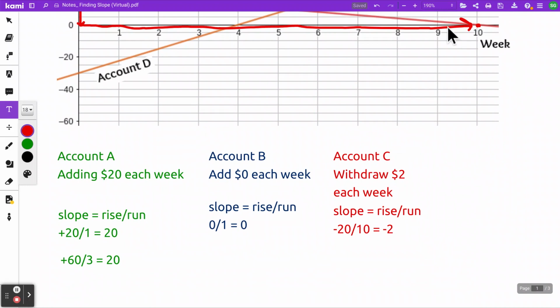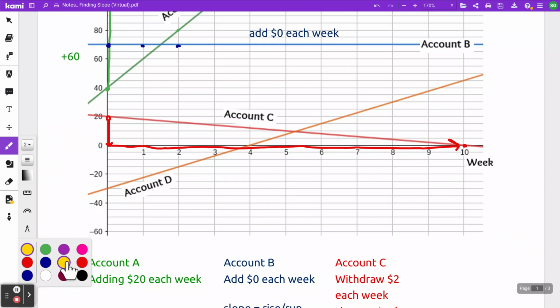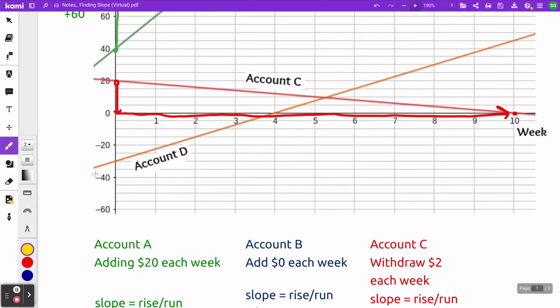We've done 3. There's only 1 left. I'm going to zoom out just a little bit again. And that is account D. One final time, and if you have not paused the video yet to try one of these on your own, try for account D. Pause the video and see, can you describe how account D is changing? In order to do this for account D, again, we're going to need some points. I'm sorry, points on the line.